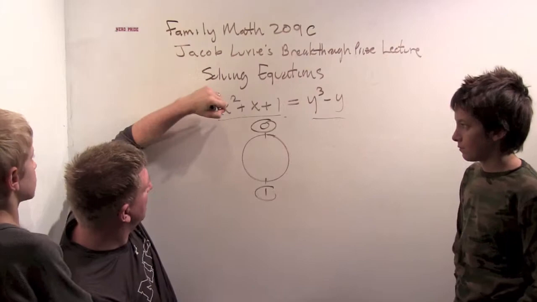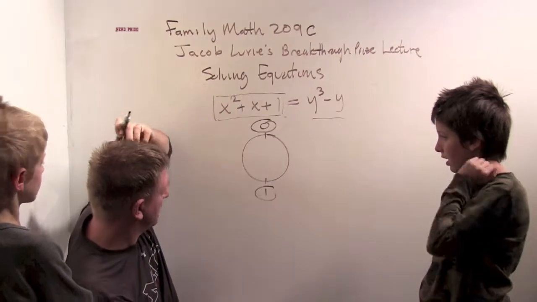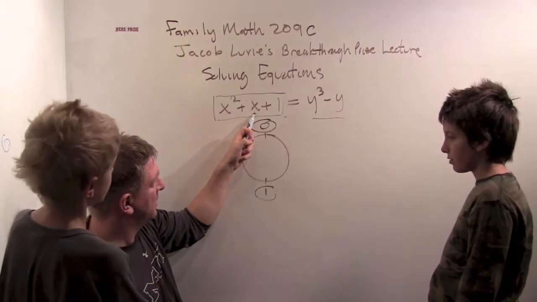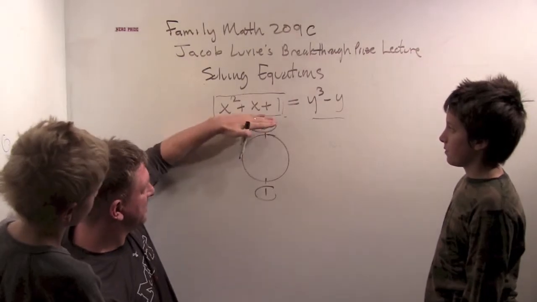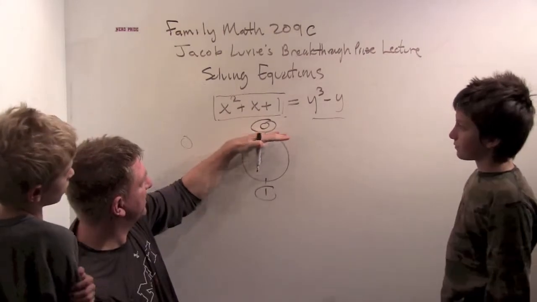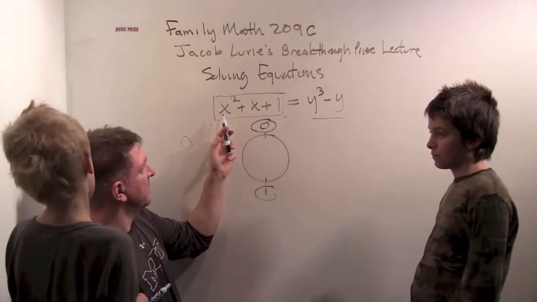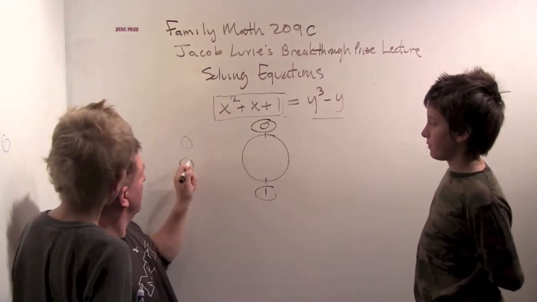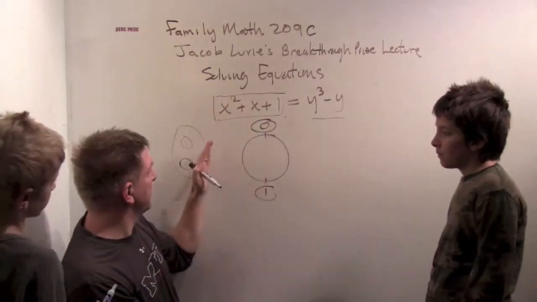If x is an odd number, is this side even or odd? Well, an odd number squared is an odd number. So we get odd plus odd, which is even, plus 1, which is an odd number. So if x is odd, this is odd. What about if x is even? We get an even number plus an even number, which is even, plus 1, which is odd. So if x is even or if x is odd, this side is always odd.